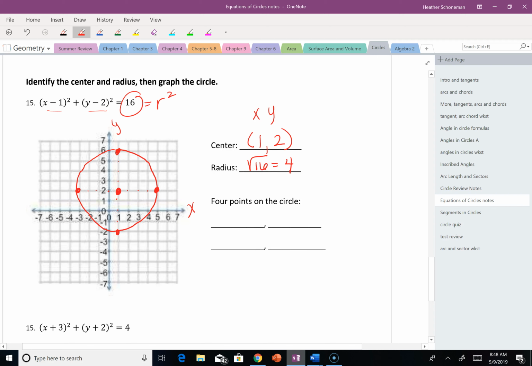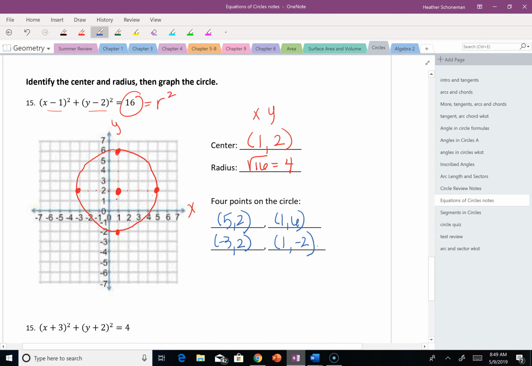The last thing you have to do is identify the 4 points that are on the circle. It doesn't matter where you start. I'm not concerned about the order. But if I look at this point on the right, this one is over 5 and up 2, so that's going to be 5, 2. The one on the top is over 1 and up 6, so that's 1, 6. The one on the left, they go left 3 and up 2, so that's -3, 2. The one on the bottom, they go over 1 and down 2, so that's 1, -2.